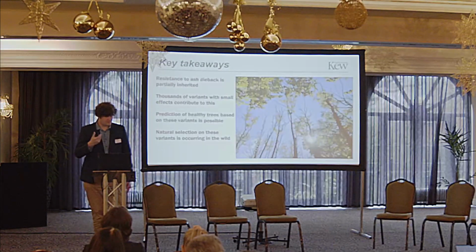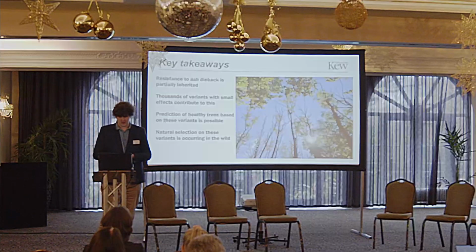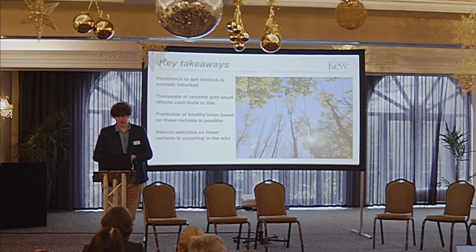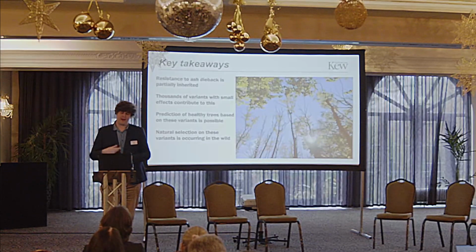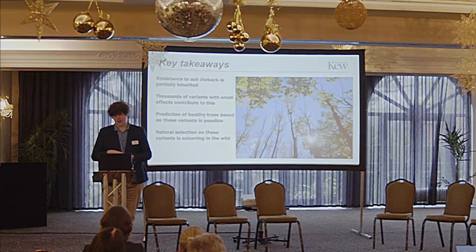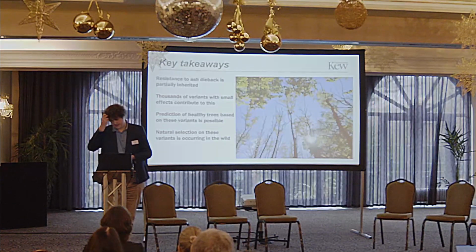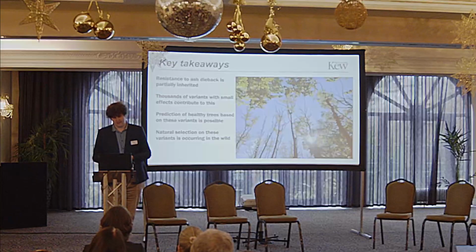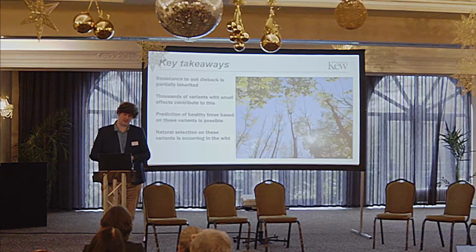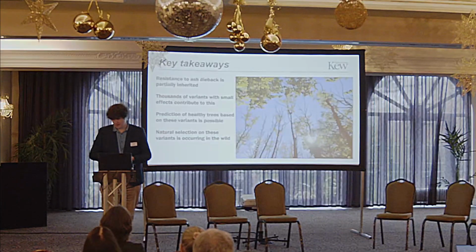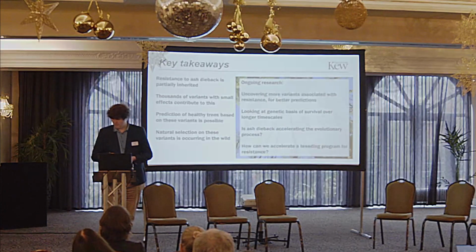So the key takeaways from what is published so far is that we've got this partially inherited resistance to ash dieback, and that seems to be underpinned by thousands of variants with small effects, and these can be used to predict which trees are healthy, at least in field trials, and you can take that information out into wild populations and find that they are indeed shifting as well, consistent with natural selection going on in the wild.